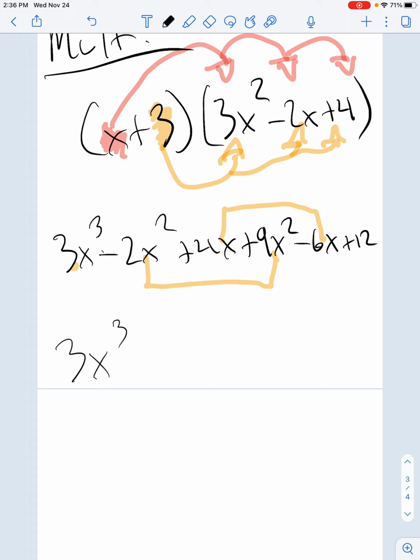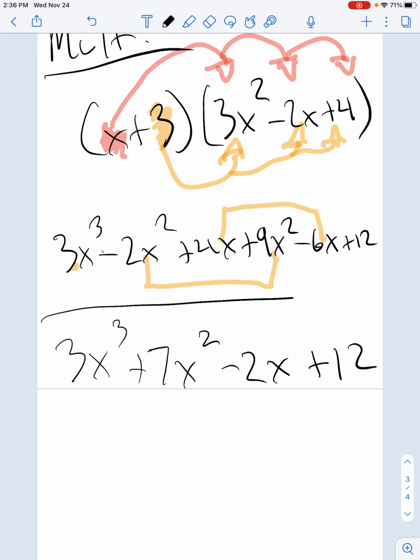So I am going to be left with 3x to the third plus 7x squared minus 2x plus 12 when I cancel out everything.